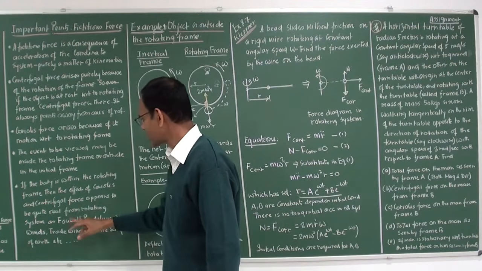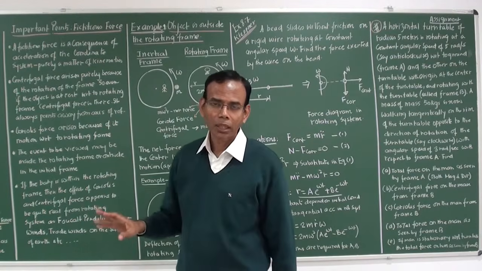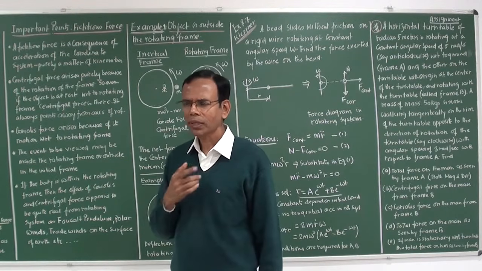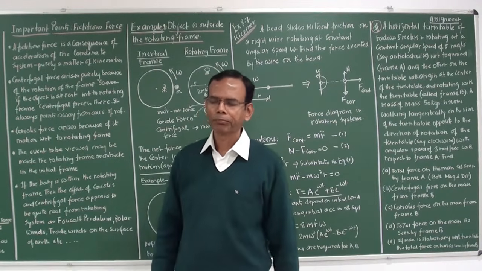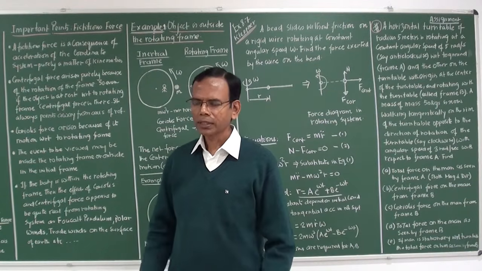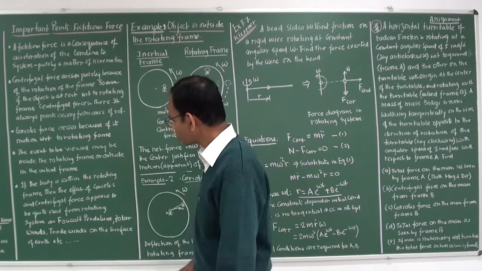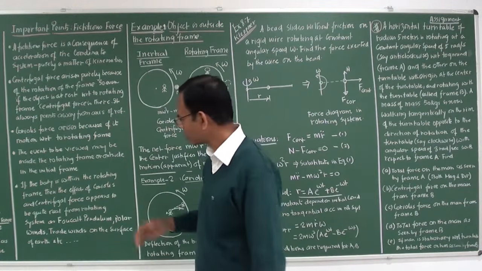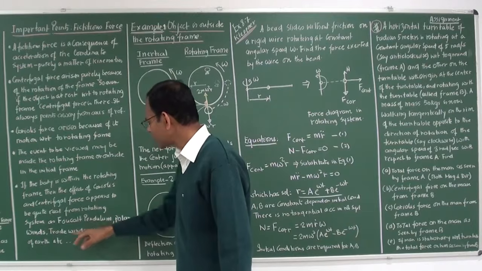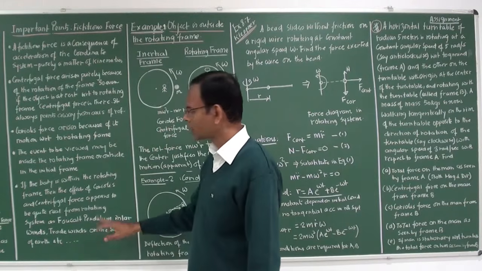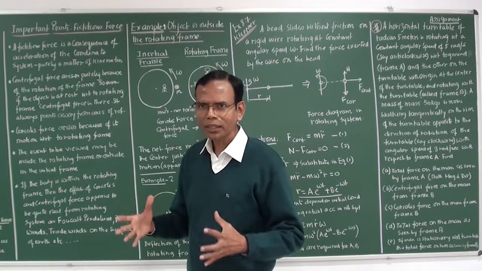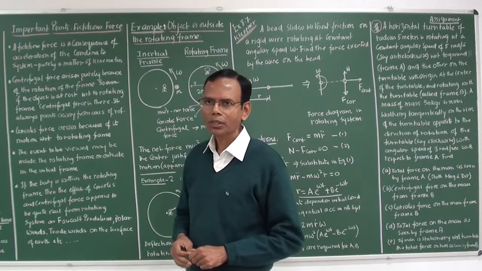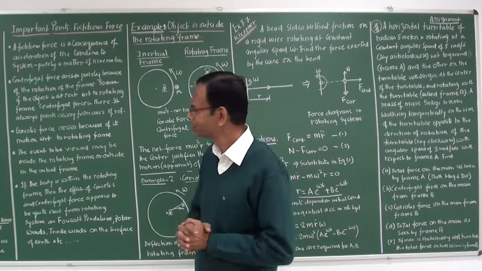It appears quite real from the rotating system, as in the Foucault pendulum. Now in Jaipur, long time back, there was a Foucault pendulum in the science center, and we will see if it is there. We will go to visit that. So Foucault pendulum is a very interesting effect of Coriolis force. Polar winds, trade winds on the surface of the earth, etc. These are the examples where we feel the effect of the Coriolis force, and we feel that it is real.